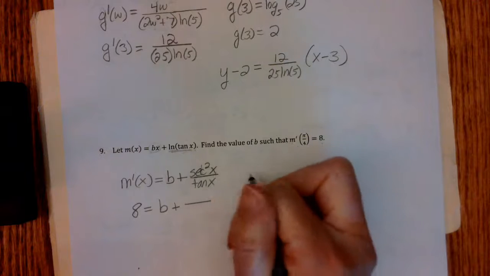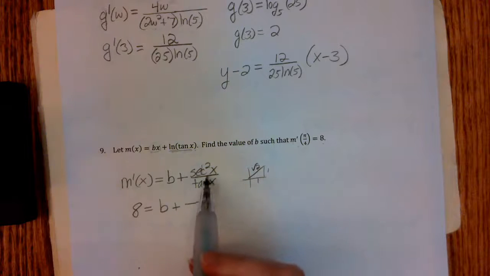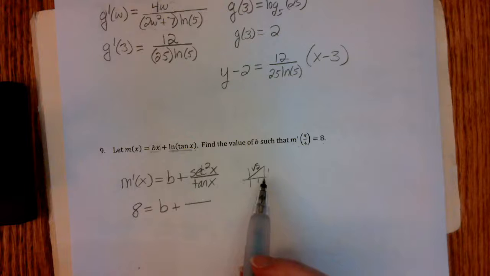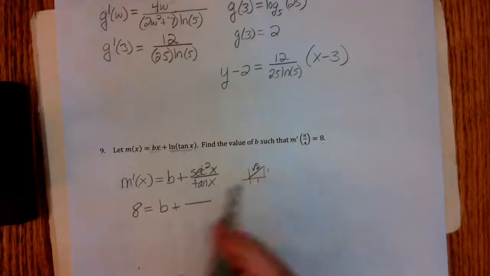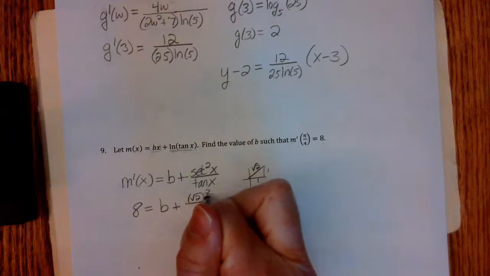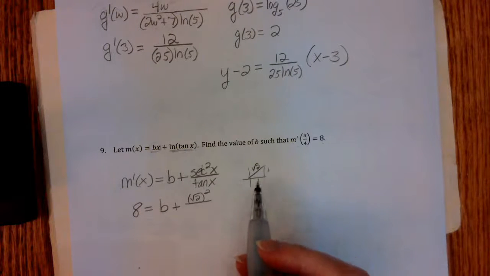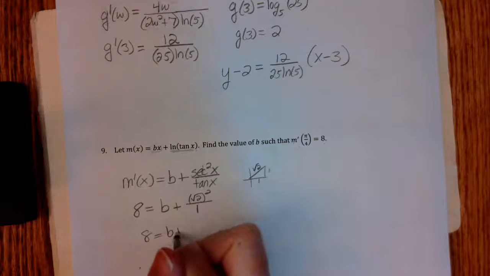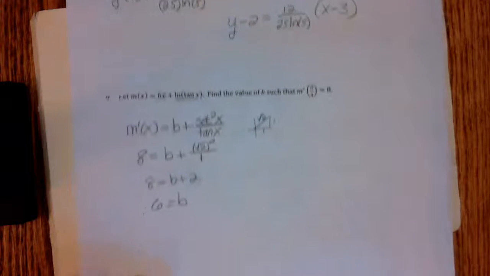Well, pi over 4 is your 45, 45, 90. And I want a secant value, then square it. Secant is flip of cosine. Cosine is adjacent over hypotenuse. So I have hypotenuse over adjacent, which is a root 2. And then I'm going to square it. The tangent out of 45, opposite over adjacent, is a 1. When we simplify this, we end up with 8 equaling b plus a 2. So the value for the b that causes that derivative to happen is 6.